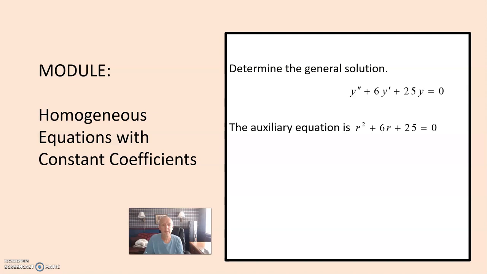We'll need the quadratic formula or factor this so that we can find that the roots are r equals -3 plus or minus 4i. You might want to pause the video and make sure that you remember how to use the quadratic formula. Also notice that these roots are complex roots.